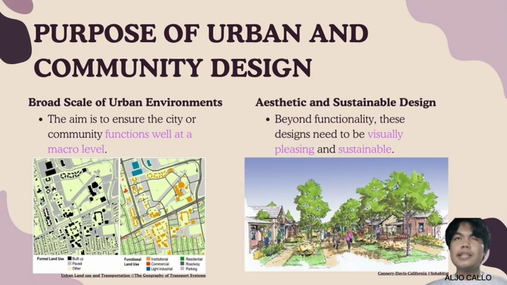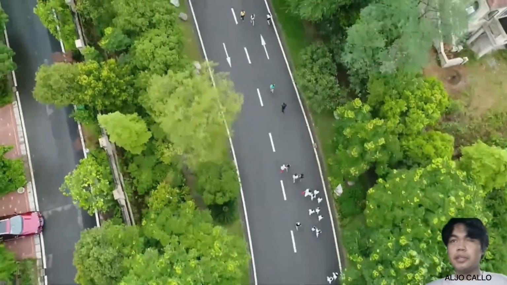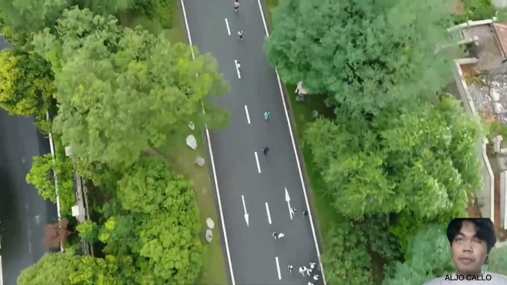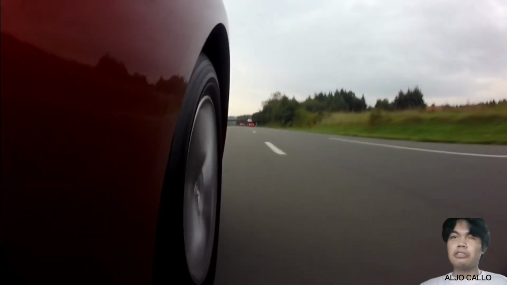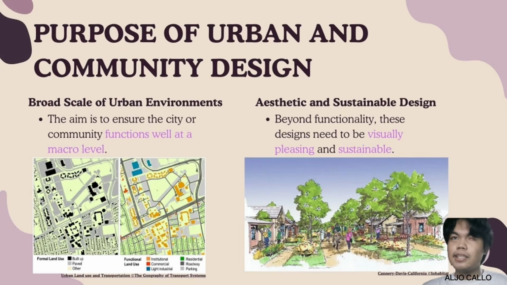And the next is, it is aesthetic and sustainable design. Beyond functionality, this design needs to be visually pleasing and sustainable. Kaya syempre, kinsa may di ganahan nga if mag-jogging ka kay nice kayo ang view nga kakakita nimo, di ba? Refreshing kayo, tas most of all, safe pa ka kay di ka mag-worry nga mabanggaan ka sa dinli tungod sa pagka-unconventional na planning sa nga area. And by this, maka-sure ka na it is enhancing the quality of life for residents.